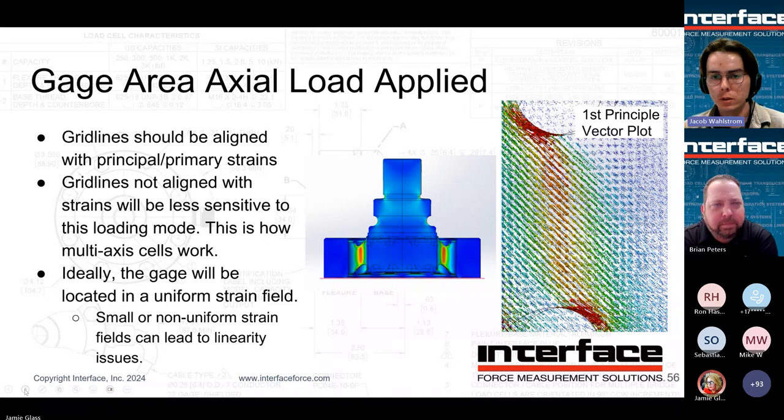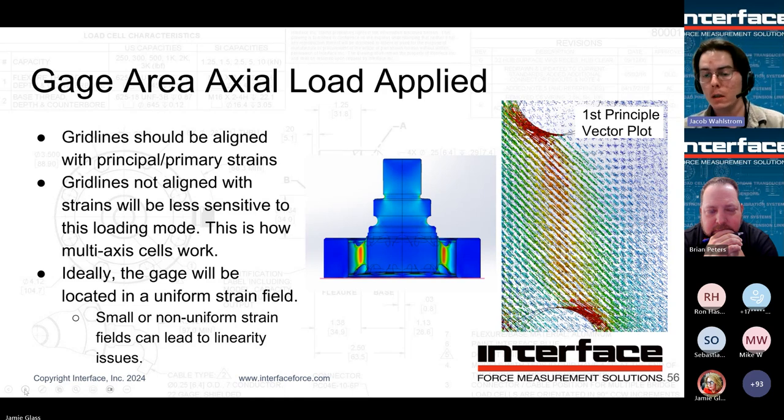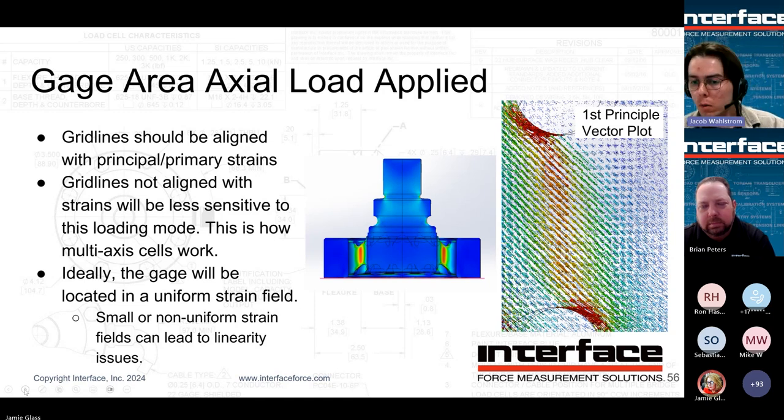All right, so switching over to putting the gauge on the flexure or the spring, you're going to want to make sure that your grid lines are aligned with the strains that you're trying to measure, that you're trying to correlate to the force. So grid lines not aligned with the strain will be less sensitive to that loading mode. So that can cause nonlinearity and other performance issues, but it also is how multi-axis load cells work, where some gauges or the bridge that's wired with those gauges are more sensitive to certain loading modes than others, and that's how you get a multi-axis cell. And then I think we have an animation coming up here. Could you click to the next?